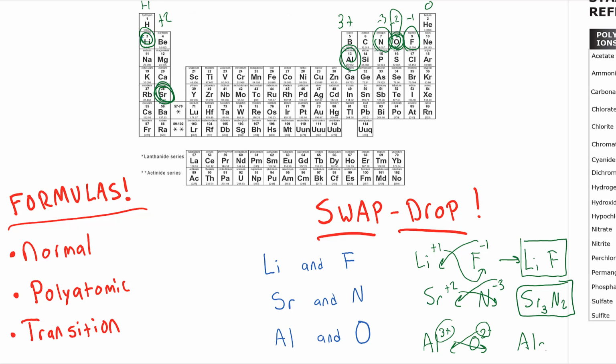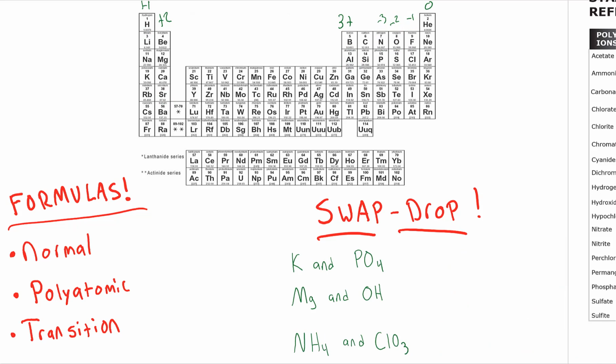So we get Al has the 2 that was originally on this oxygen. And the oxygen has the 3 that was originally on aluminum. So Al2O3. This is what you get when you combine aluminum and oxygen. Easy enough for normal ones. What about polyatomic ions? So here are 3 combinations that involve polyatomic ions.